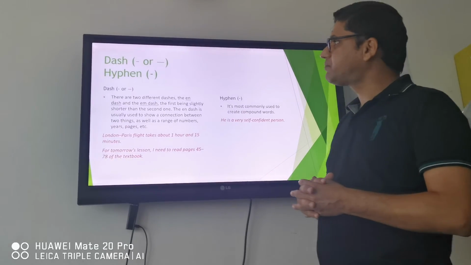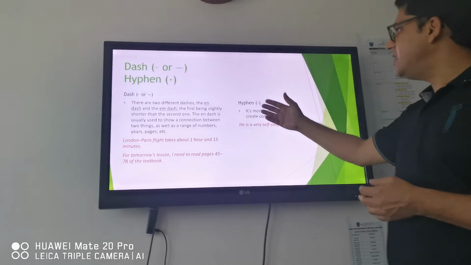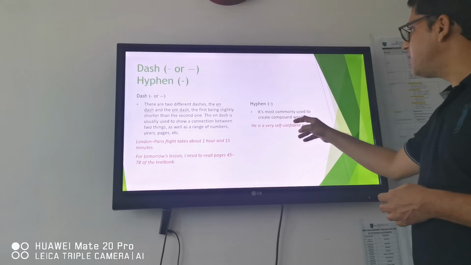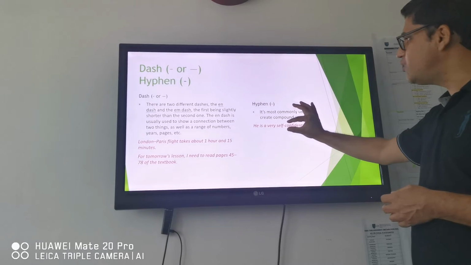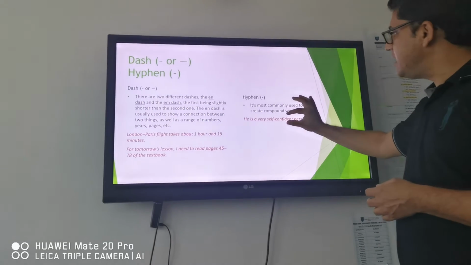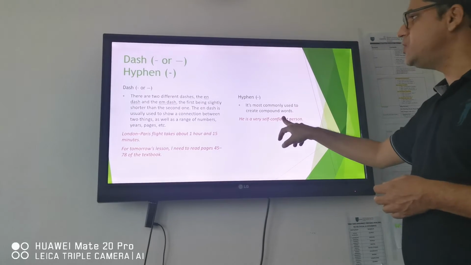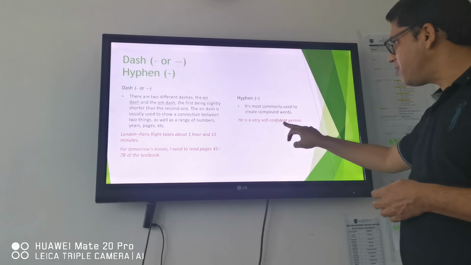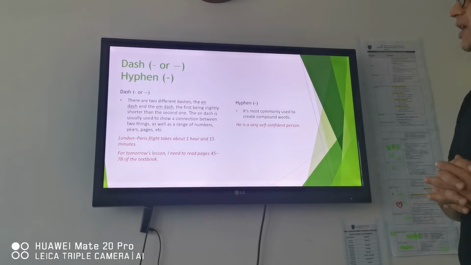Yeah, next please. Dash or hyphen. Okay, so first of all we'll talk about the hyphen, then we'll come to the dash. It's most commonly used to create compound words. Compound words mean there are two words which are interconnected, and they give a meaning only by connecting both words. So there we are using a hyphen. He's a very self-confident person. So self-confident, we write this word by joining these words with a hyphen.